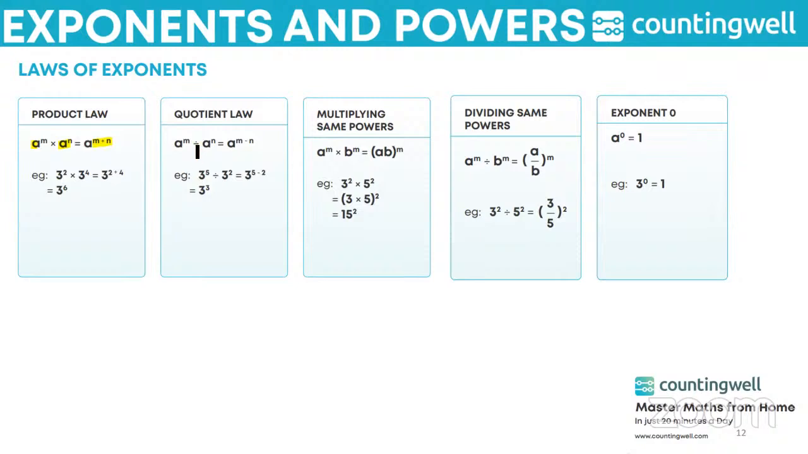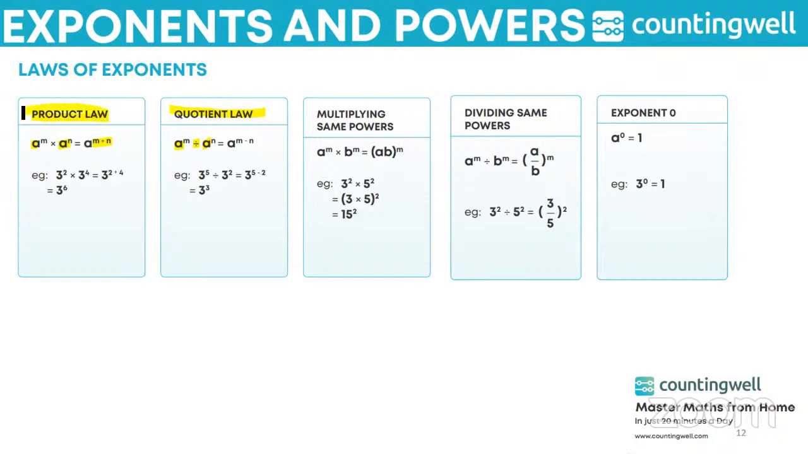In quotient law, we have same base and different exponents. We take the difference in the case of division. So this law is nothing but quotient law since we are dividing, and this law is called product law since we are multiplying.